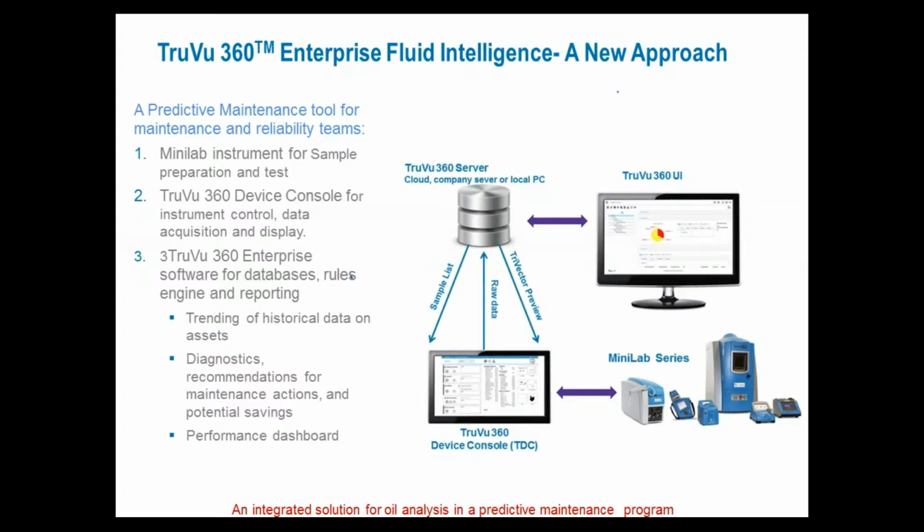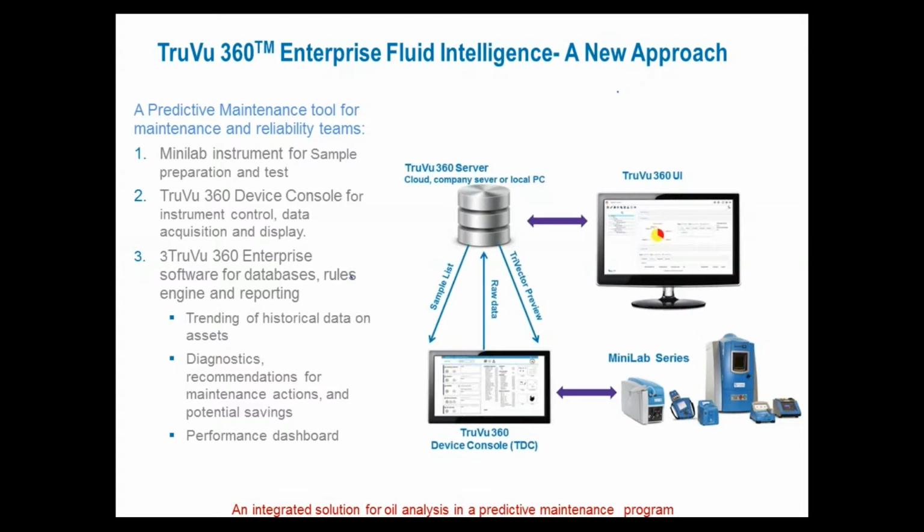We can also install software on either just a local PC, where the analytical instruments, the Minilab, is connected, or you can install the software on your company server within your own firewall and have a fully networked capability with that. The TrueView software, regardless of where it resides, whether it's on the local PC, a company server, or in the Spectro cloud, is the same platform.